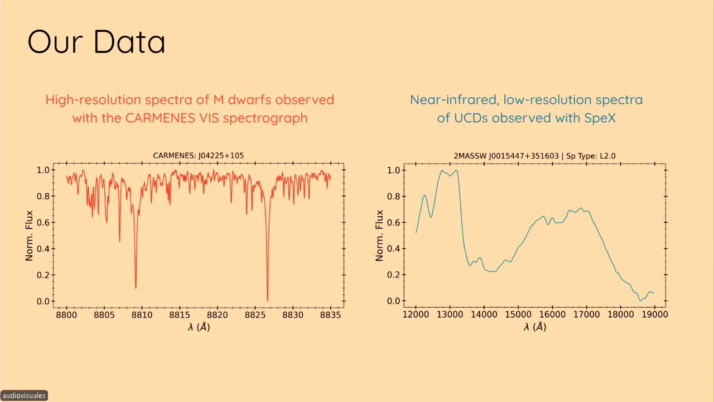And for the case of ultra-cool dwarfs, as they are very faint, we have to use near-infrared, low-resolution spectra. In this talk, we will talk about spectra observed with the SpeX spectrograph, which is in the IRTF telescope. And this is what you can see in blue. And just for you to get an idea of the difference, in the high-resolution spectra, we are seeing a wavelength window of 35 angstroms. And in the blue spectra, we are seeing a wavelength window of 7,000 angstroms. Okay, so they are very, very different types of data.